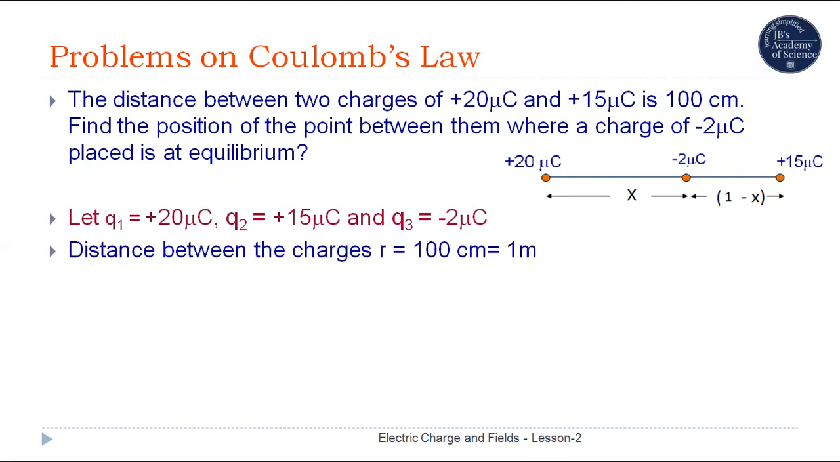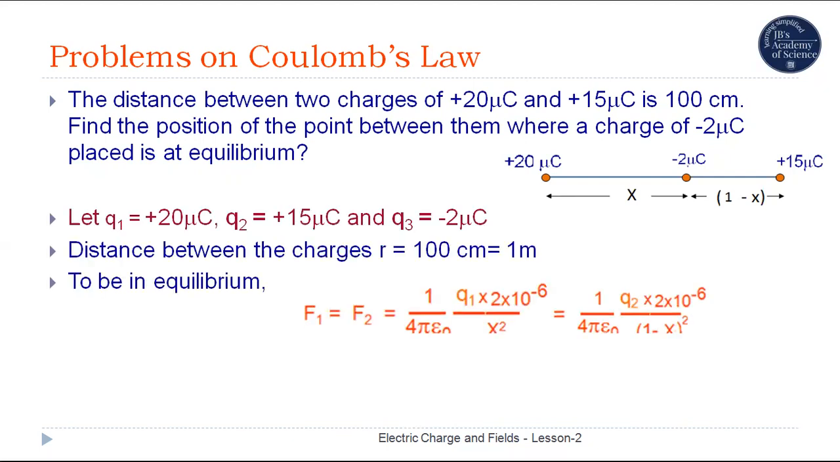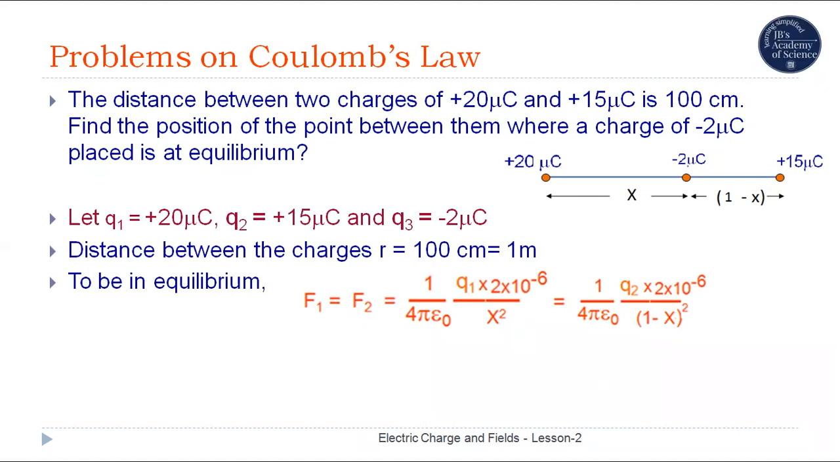Now, consider x as the distance of the equilibrium position from plus 20 microcoulomb charge. To be in equilibrium, F1 is equal to F2, that is 1 by 4 pi epsilon 0 Q1 into 2 into 10 to the power of minus 6 divided by x square is equal to 1 by 4 pi epsilon 0 Q2 into 2 into 10 to the power of minus 6 divided by 1 minus x whole square.